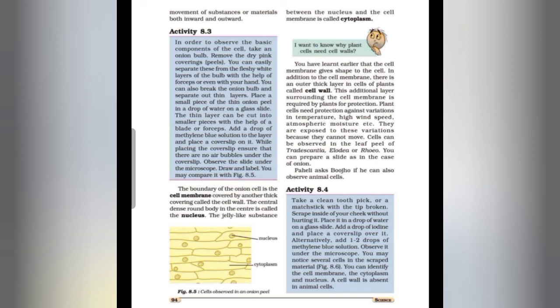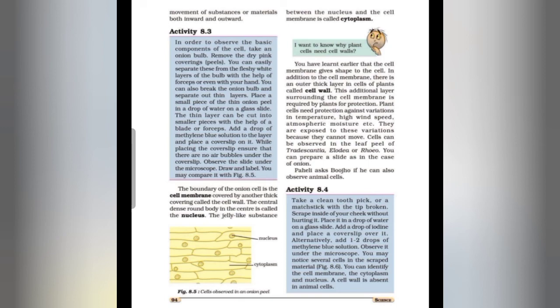Paheli asked Boojho if he can also observe animal cells. Yes, we can observe animal cells also. So in the lab we are preparing the slide of an animal cell, a cheek cell. Take a clean toothpick or a matchstick with the tip broken. Scrape inside of your cheek without hurting it. Place it in a drop of water on a glass slide.